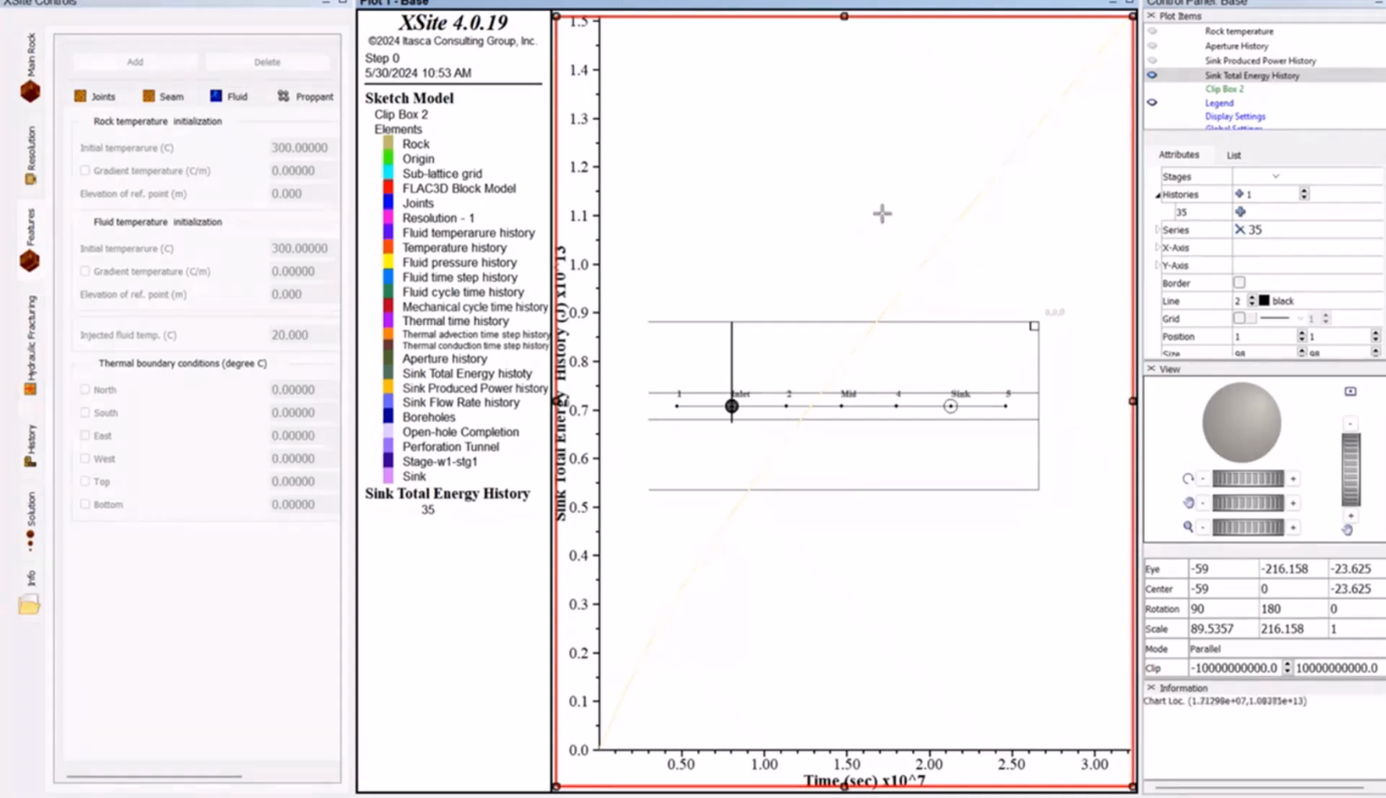So we have a question. Do fractures propagate in preferential directions in anisotropic rock masses, for example, sedimentary or foliated rock? Yes. There is a capability to represent that. We have properties which are dependent on the orientation.